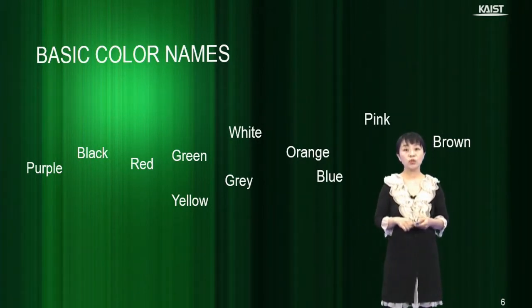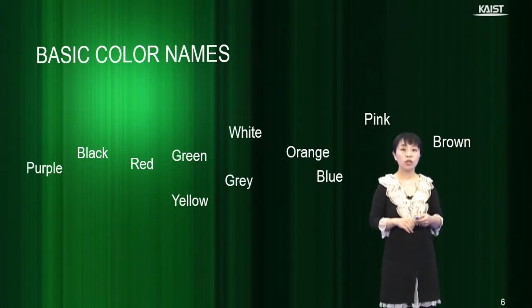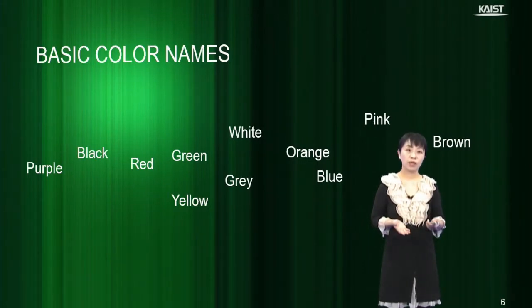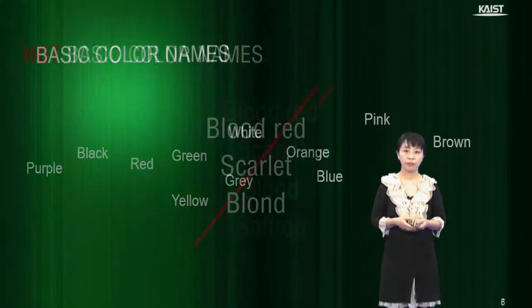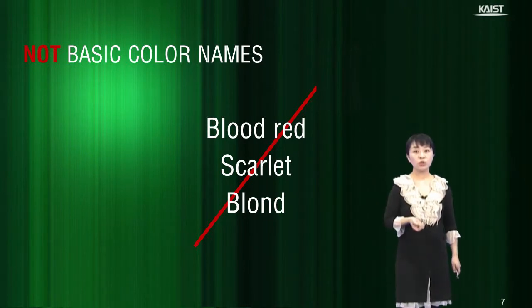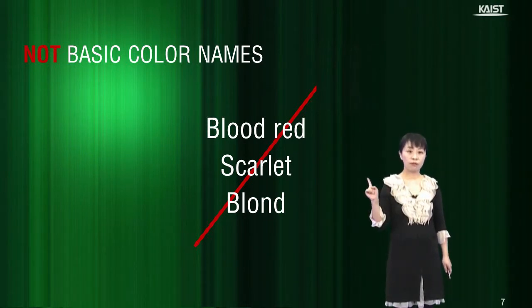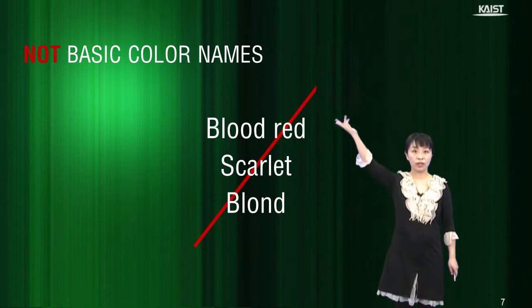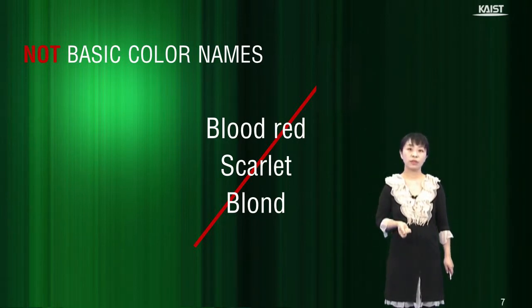In a certain language, you can investigate how many color terms are available. To consider a color name as a basic color name, you need some criteria. First, it should be defined by one morpheme. Therefore, blood red is not a basic color name.